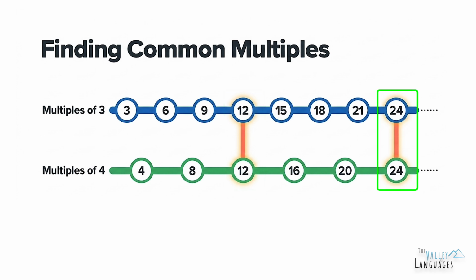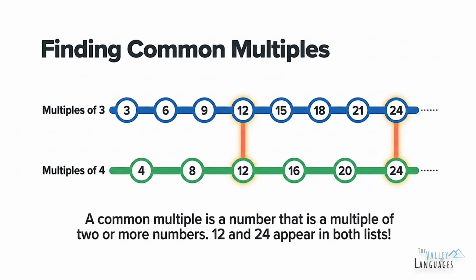Since 12 and 24 appear in both sets, we call them common multiples. A common multiple is exactly what it sounds like, a number that's a multiple of 2 or more different base numbers. And just like regular multiples, these matches go on forever. If we just kept on counting, we'd eventually hit 36, then 48, and so on.